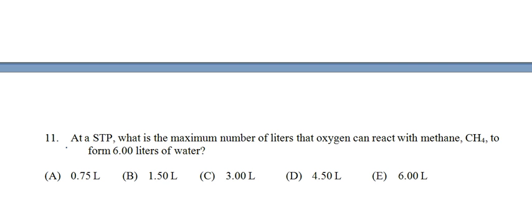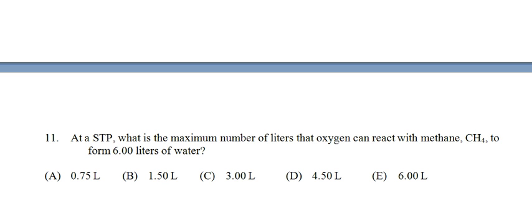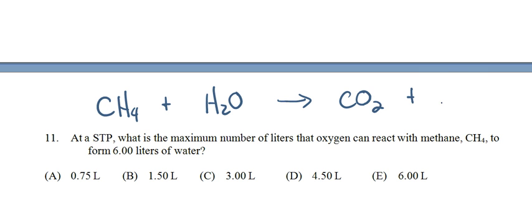Number 11. At STP, what is the maximum number of liters that oxygen can react with methane to form 6 liters of water? All right. Well, let's... Whoa, easy. All right, so we have to write a balanced equation. So we have methane, CH4, plus oxygen, yields carbon dioxide and water. Got to know this. You're going to see this in question number 4, I promise. Or something like this, a combustion reaction. You will be asked to do some reactions in question number 4.